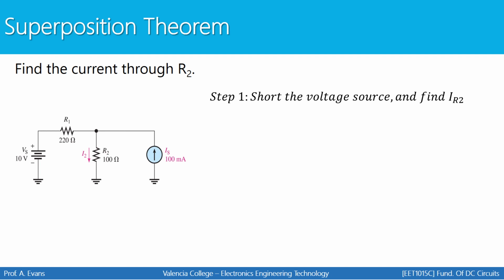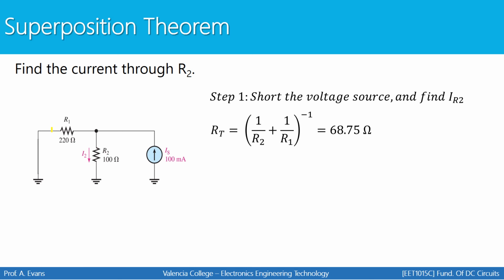So here's the short. And now we basically have 2 resistors. These 2 resistors are in parallel. We know that there's 100 milliamps of current flowing this way, and then it splits. Some goes this way and some goes that way. So we need to figure out how much went through R2. You can do that using a current divider.